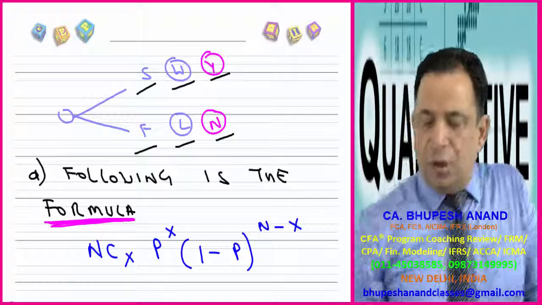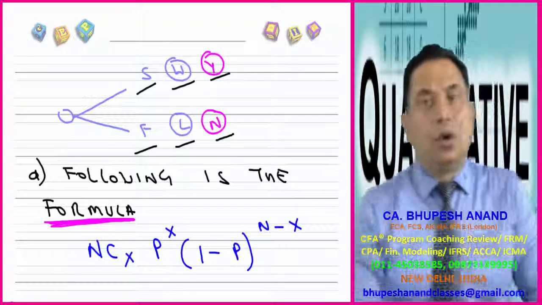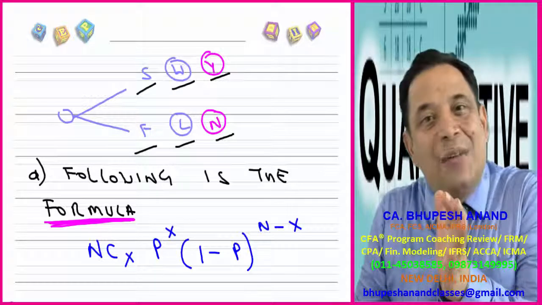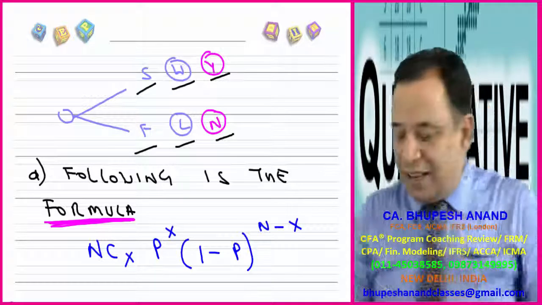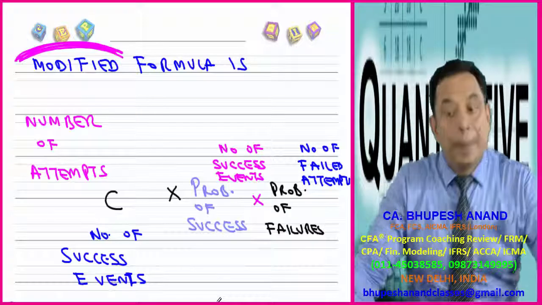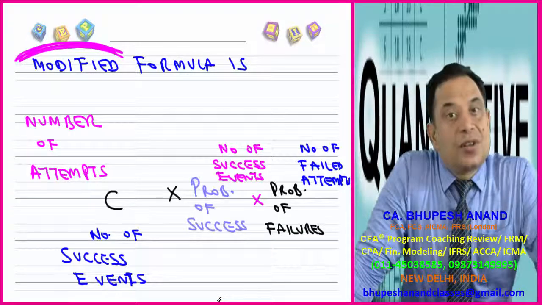So following is a formula for calculating this, a complicated formula. Just write it down, there is no need to learn it. I will be telling you a simple technique with the help of which we can calculate. I have even given the modified formula. This you have to write down: the number of attempts combination.